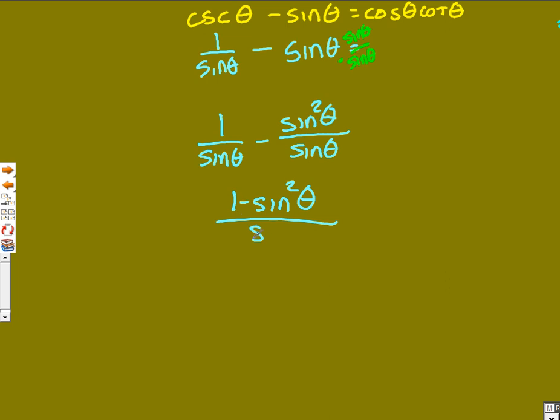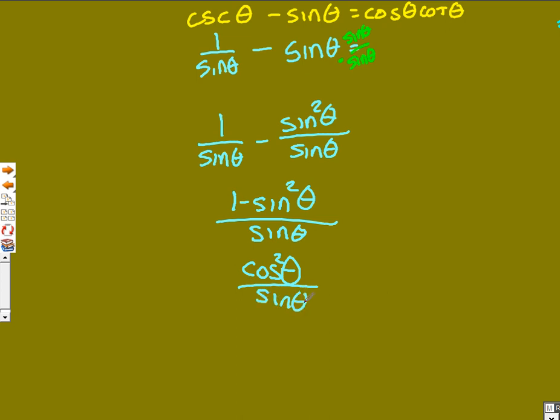And you can skip steps once you get more acquainted with doing all this. But you have 1 minus sine squared theta over sine of theta. Hey, 1 minus sine squared. I'm thinking immediately Pythagorean identity. I look at my chart and I get, yes, that's cosine squared of theta over sine of theta.